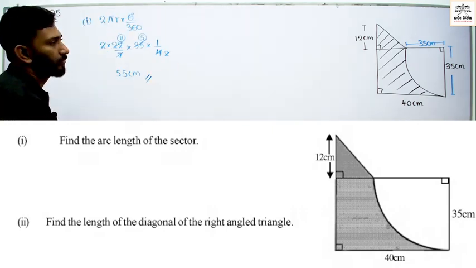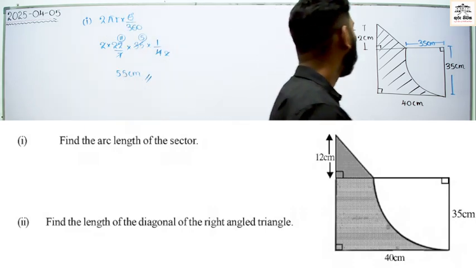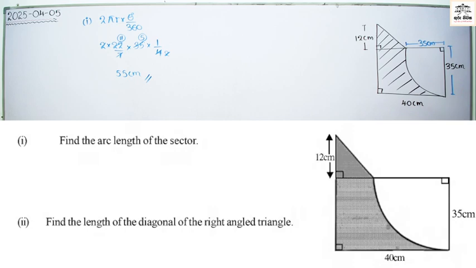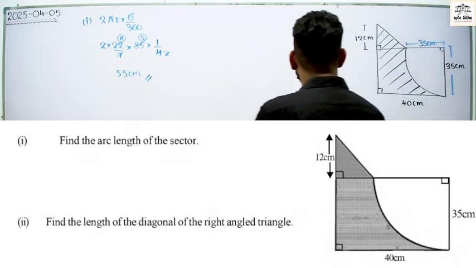Find the length of the diagonal of the right angle triangle. Diagonal. Look at this. And you know this one, right? In the Pythagorean theorem. And this was 35 cm. And the whole portion becomes 40. Therefore, remaining portion. Look at this triangle.